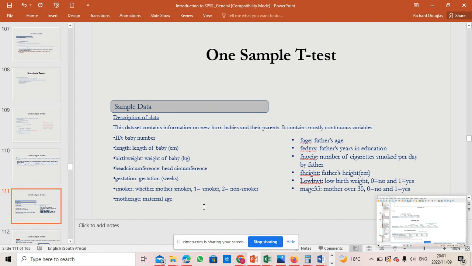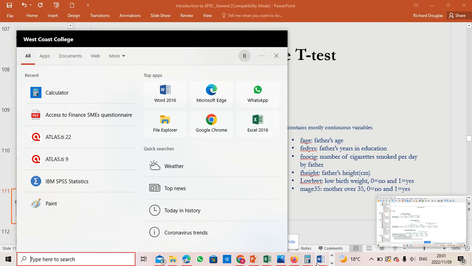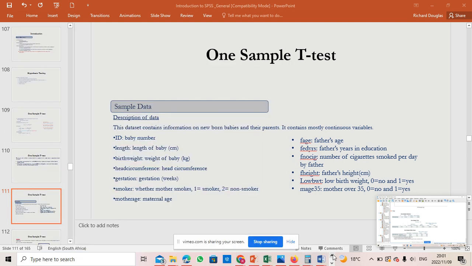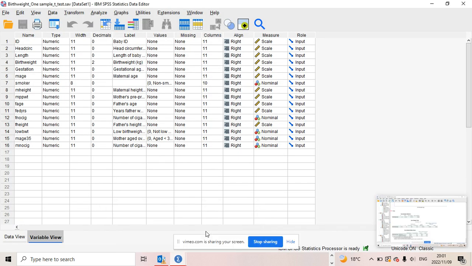Right. Now, for us to see clearly what I'm talking about, let's go to SPSS. Let me see if it has been opened. Not yet. Okay. Yeah. So essentially, this is what I've just talked about in terms of the variables.